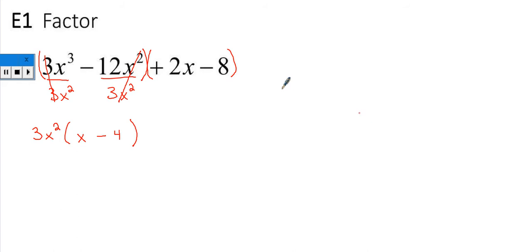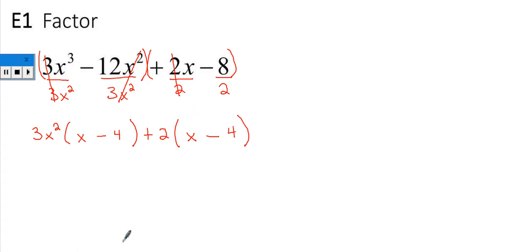We do the same thing for the other set of parentheses, the other grouped items. They have a number in common that is a 2. We put that 2 here. Since that 2 is a positive 2, when we write it, we write plus 2. And then in our parentheses, we simplify this out. That leaves us x. We simplify 8 divided by 2, and that will leave us 4.